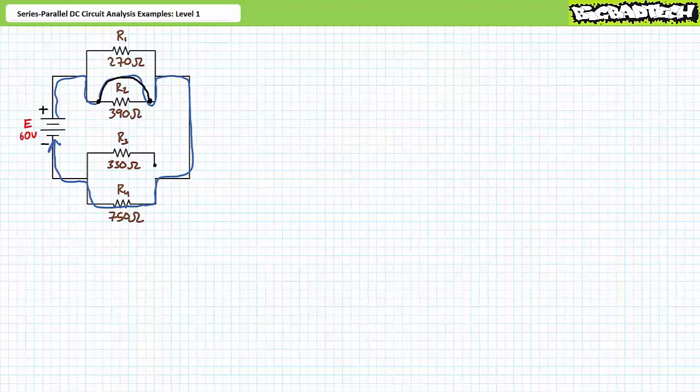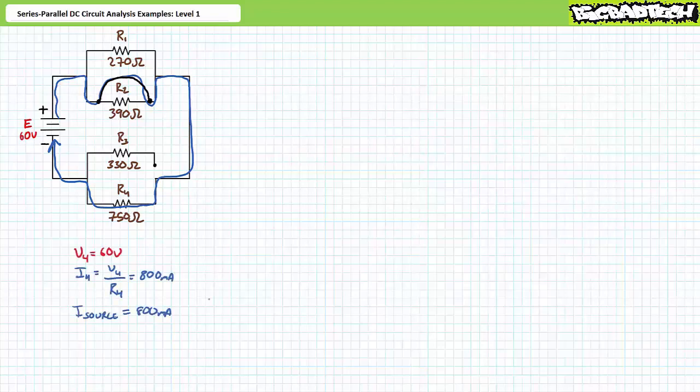A short in a parallel combination shorts out the entire parallel combination. By shorting out resistor R2, we've effectively shorted out the parallel combination of both R1 and R2. As such, current travels through the 0 ohm short and bypasses resistors R1 and R2, effectively removing them from consideration. With R3 open, no current travels through R3. As such, all current travels through R4. R4 experiences a 60 volt drop and as such draws 800 milliamperes of current. Being the only element in this system, source current is also 800 milliamperes.